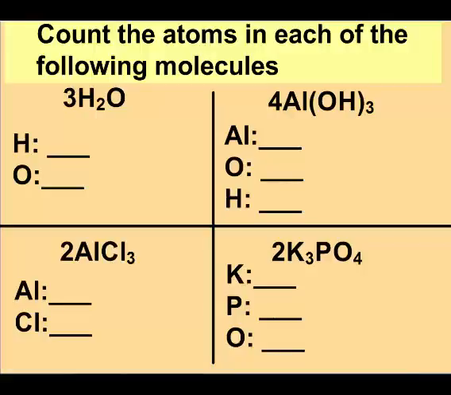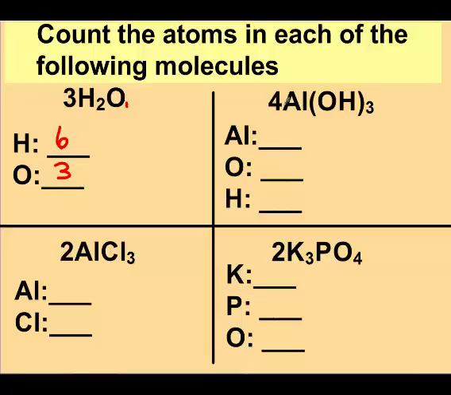Let's look at 2 more examples. So these are our same compounds we had a minute ago, but now they have coefficients. So 3 times 2 is 6 hydrogen, and 3 times 1 is 3 oxygen. The parentheses are a little bit more complicated. If you get confused, you can always ignore the coefficient, figure out how many you have, and then multiply that by the coefficient.